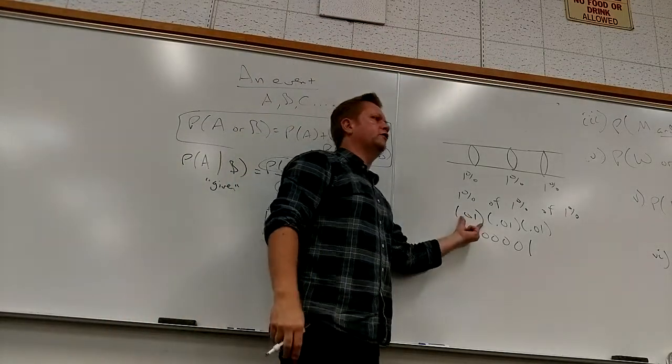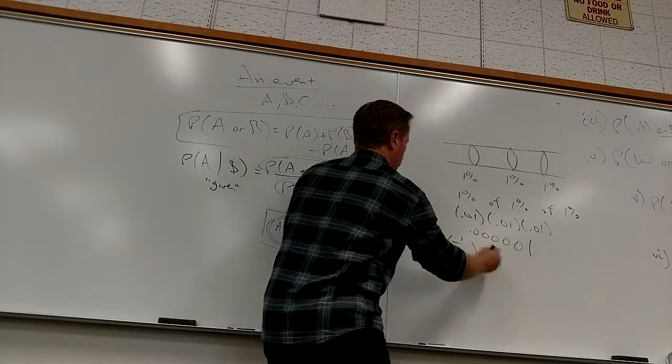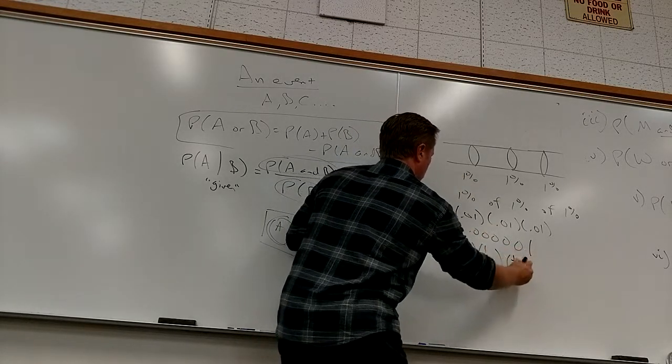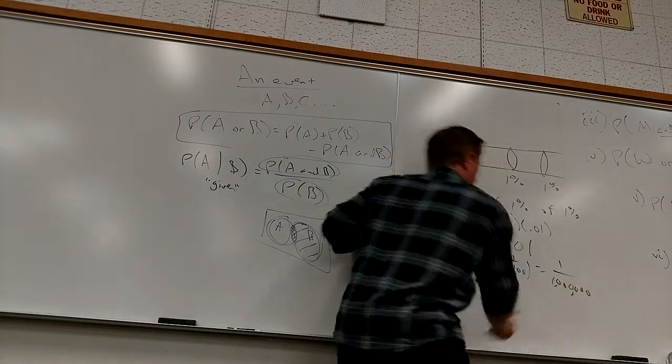What is 0.01 as a fraction? 1 over 100. What's 1 over 100 times 1 over 100 times 1 over 100? 1 over 1,000,000. 1 over a million.